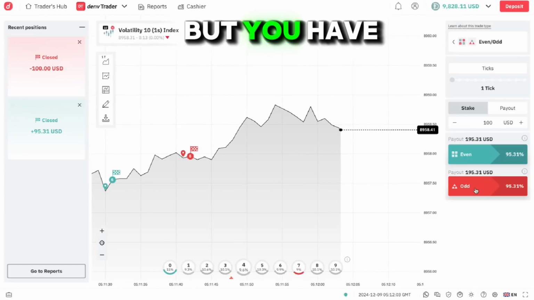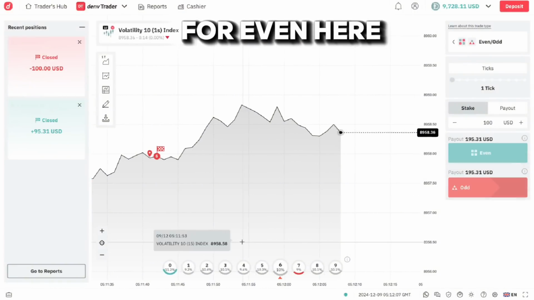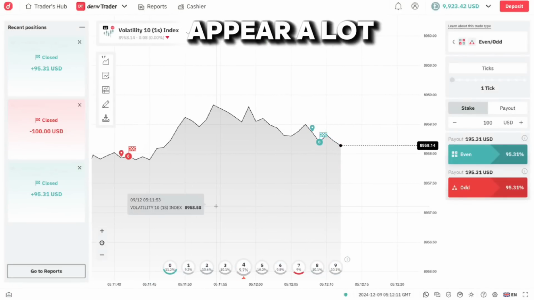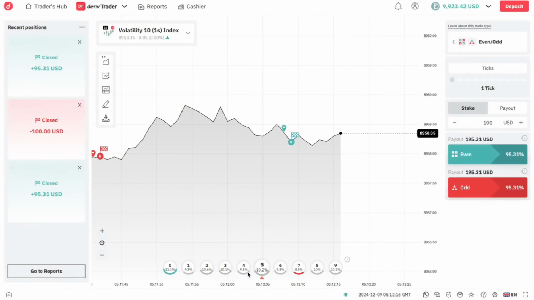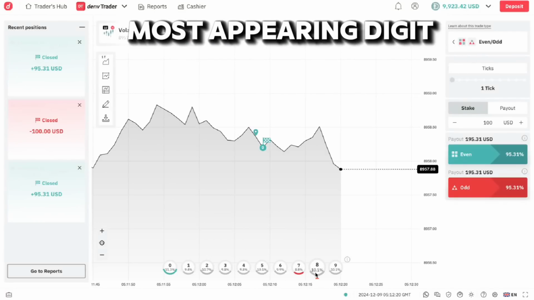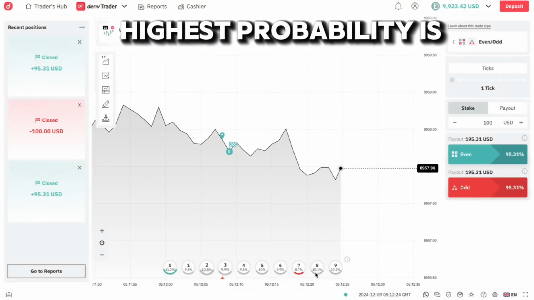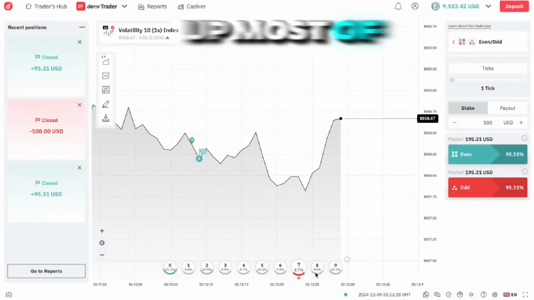But you have to look at the percentage, because for example, if 0, let's go for even here, 0 is at 11.2%. 0 is going to appear a lot more times. 2 is at 10.6. 4 is at 9.8. 8 is at 10. So if the most appearing digit is 11.30, it means the highest probability is the even digits are the ones that are going to show up most of the time.